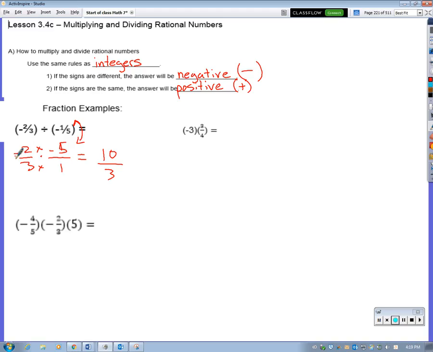Okay, next problem. Negative 3 times 3/4. So we've got a whole number, negative 3. How do we turn that into a fraction? We just divide it by 1, because negative 3 divided by 1 is negative 3. So now we just multiply across the top and multiply across the bottom. Multiplying across the top, 3 times 3 equals 9. 1 times 4 equals 4. Okay, and let's stick a negative sign in front of it.